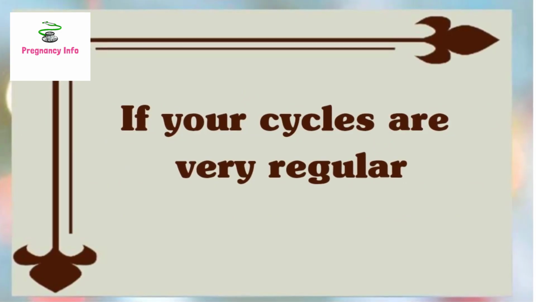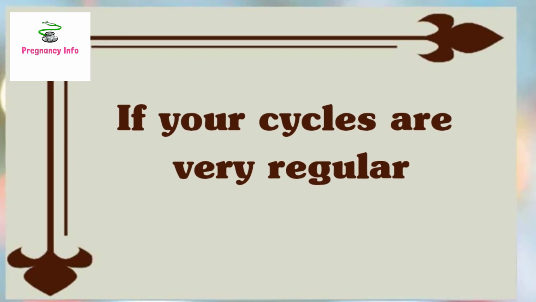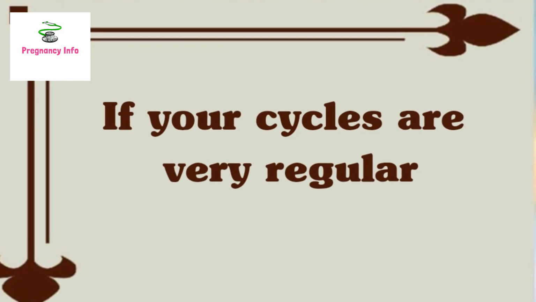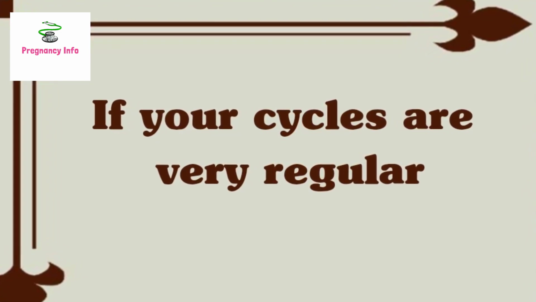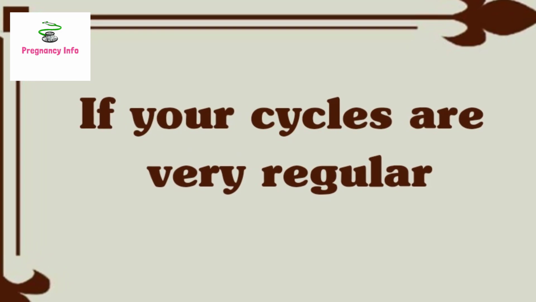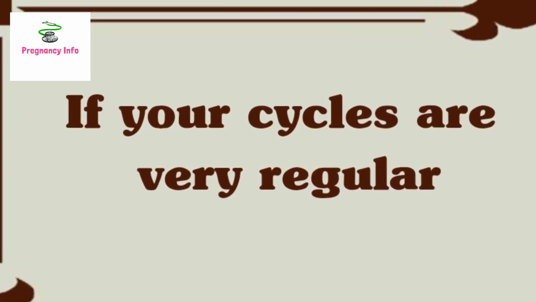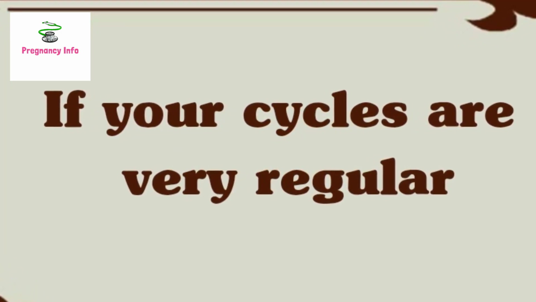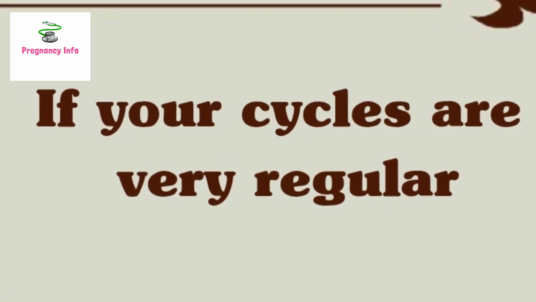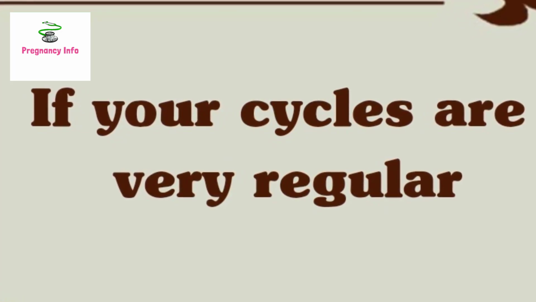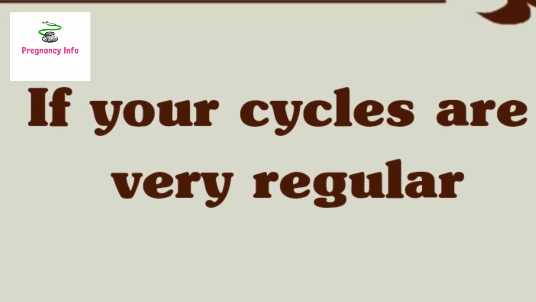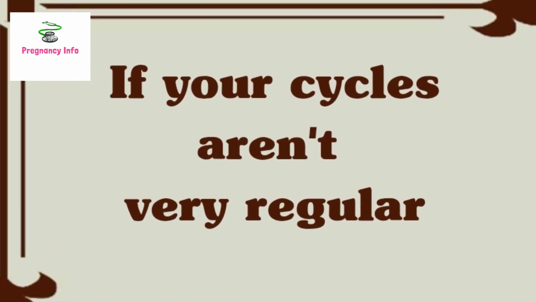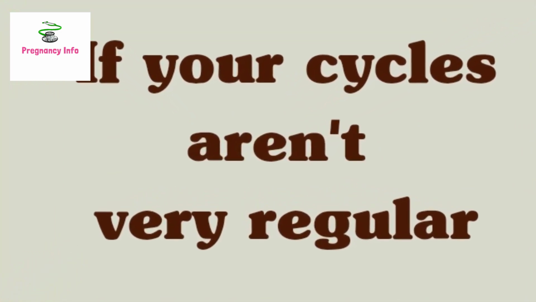If your cycles are very regular, you may be able to determine when you ovulate by doing some simple math. In the average menstruation cycle, ovulation occurs 14 days before the menstrual period arrives, or on day 14 of a 28-day cycle. So if you subtract 14 days from the length of your cycle, you will get an idea of when you ovulate. For example, a woman with a regular 30-day cycle probably ovulates around day 16. A woman with a regular 26-day cycle, around day 12. If your cycles aren't very regular, then you can try some other techniques for determining the ovulation period.